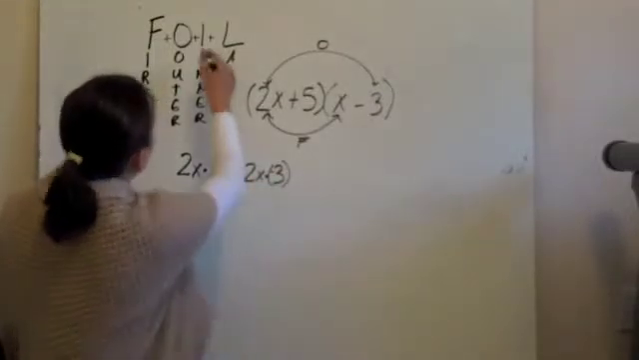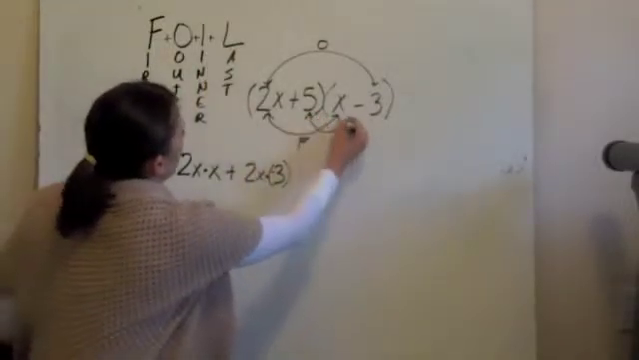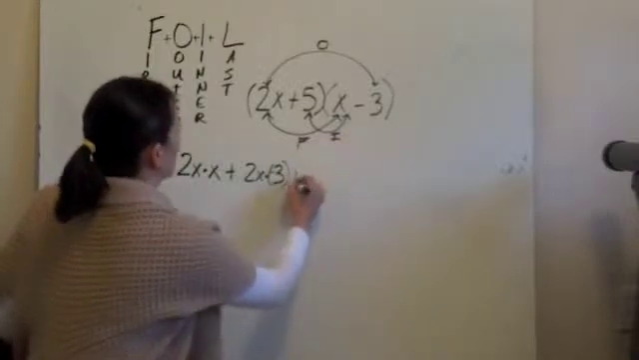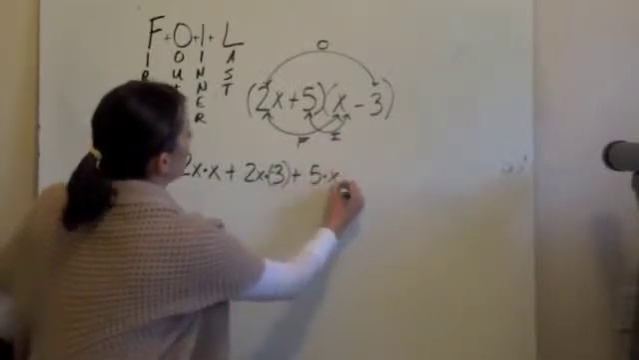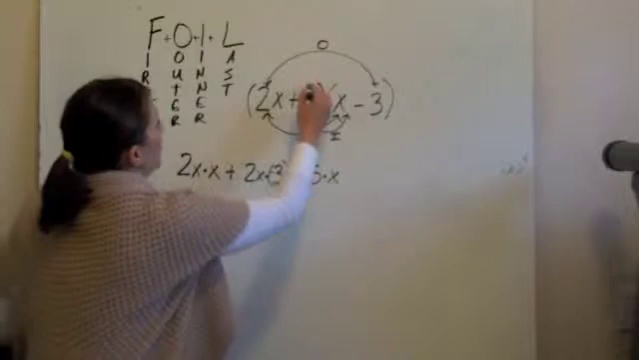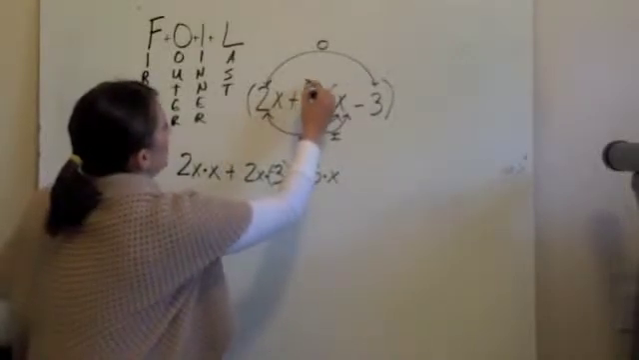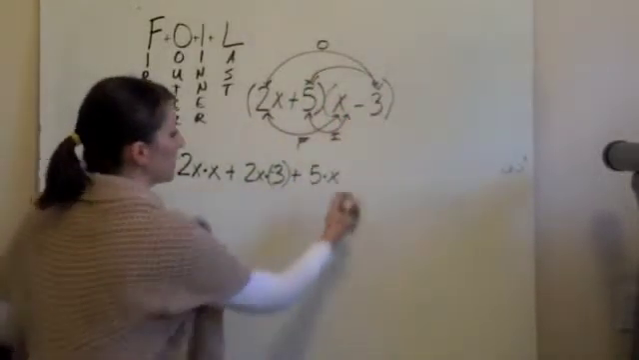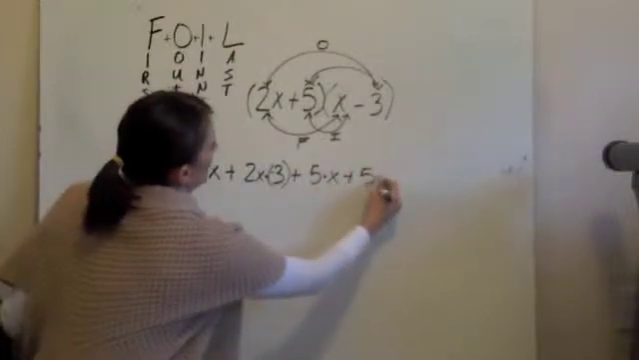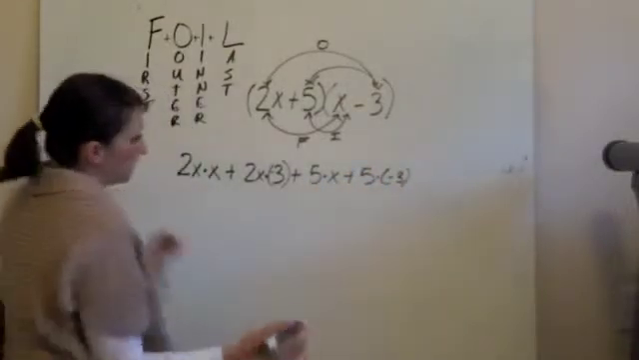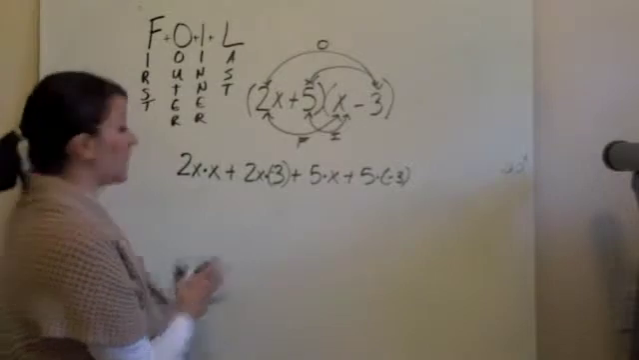Alright, then the inner terms, which are these two here. So plus 5 times x. And the last two terms. Okay, so then that's plus 5 times a negative 3. And then all we do is we combine each of these.